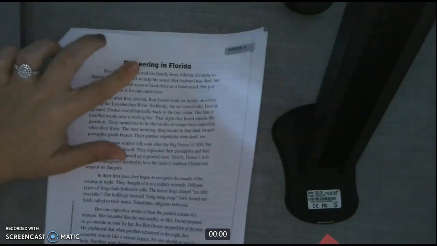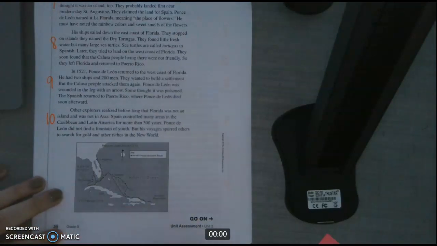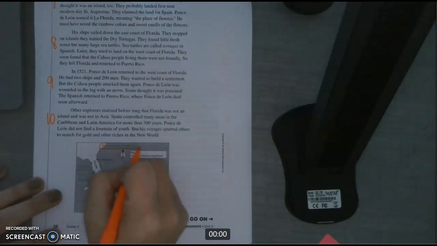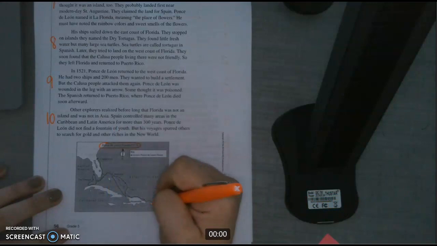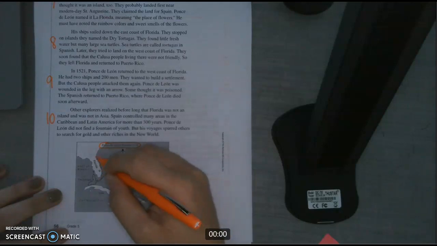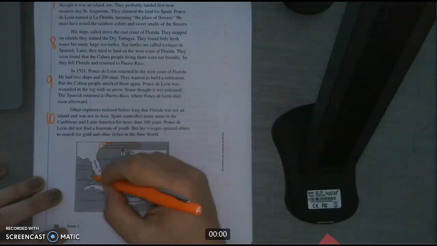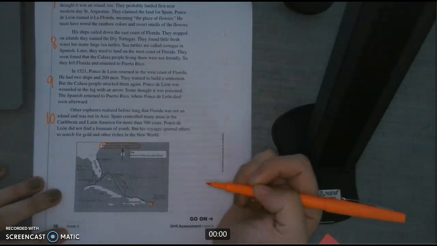And this is another text. Ooh, look. This is a text feature, a picture. It is Ponce de Leon's travels. This is his route. It looks like he started over here, traveled up, around, found Florida, and then he went this way, and then he went this way back. Okay.